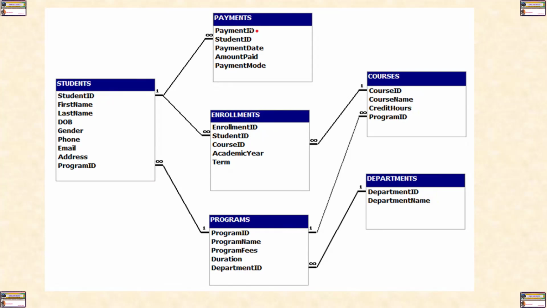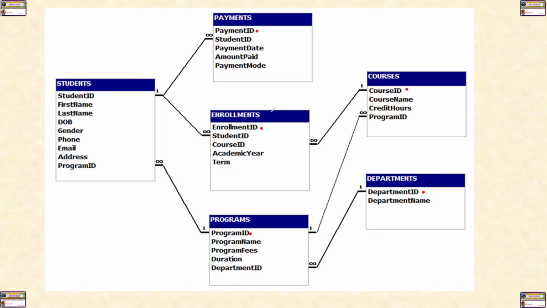When you look at the enrollments, you have enrollment ID as the primary key. Programs, program ID as the primary key. Courses, course ID as the primary key. Department ID as the primary key for departments. Once you have identified all that, you now create relationships by dragging and dropping.